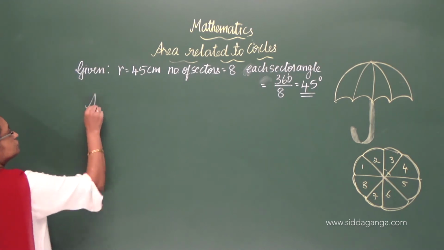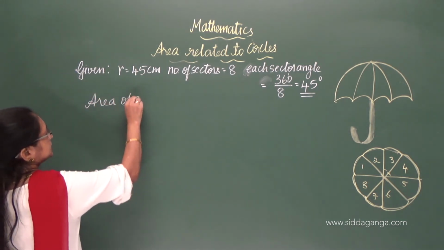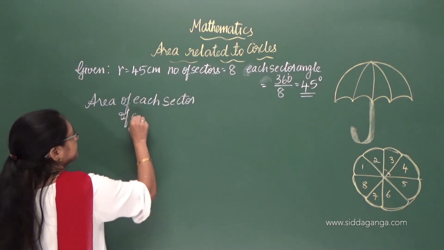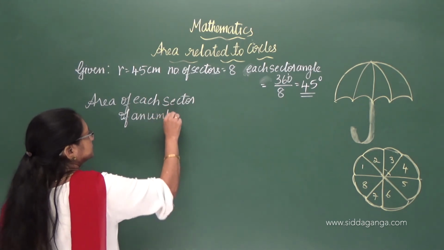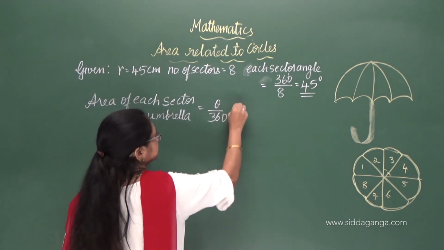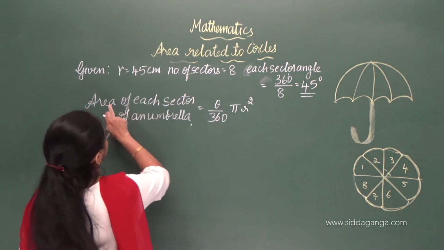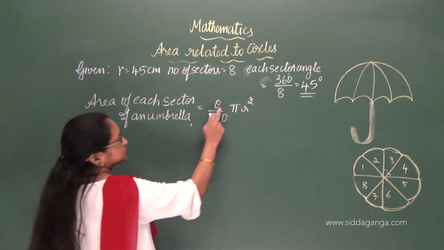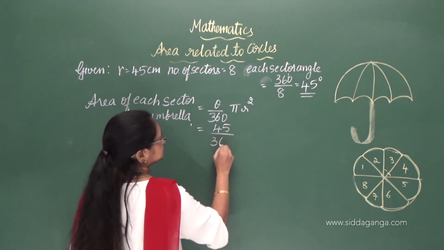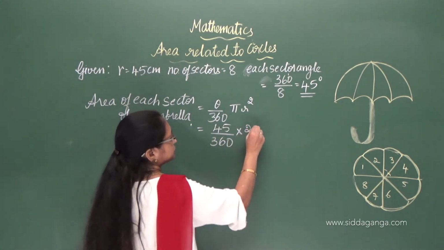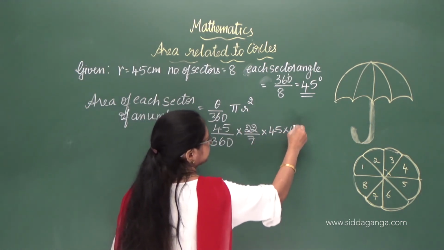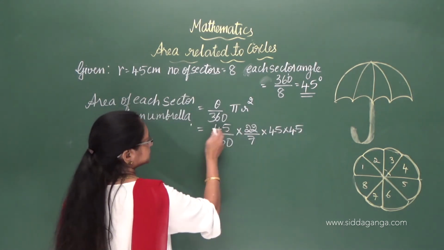Area of each sector of an umbrella is theta by 360 pi r square. So theta is how much? 45 by 360 into pi, 22 by 7 into 45 into 45. Okay. Now, let us try to solve this.